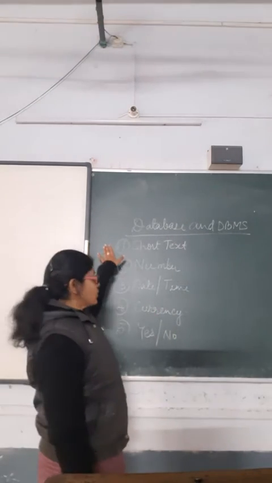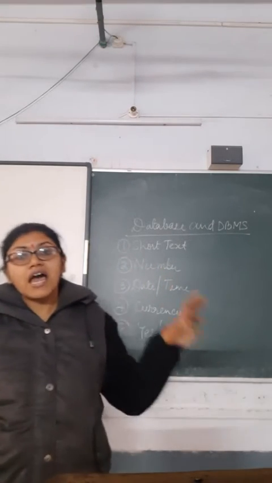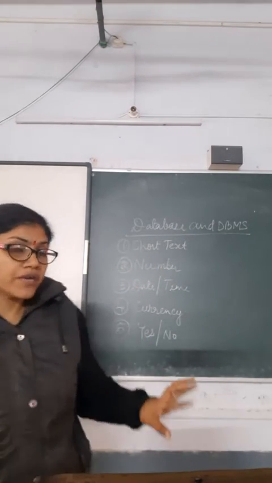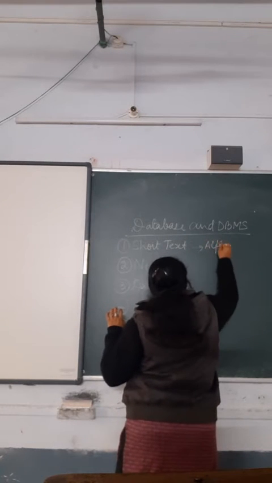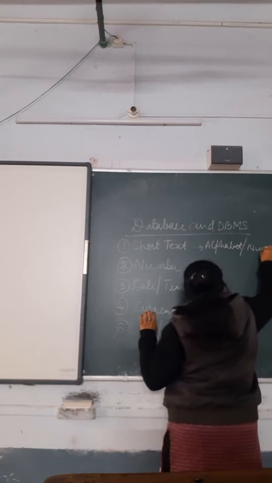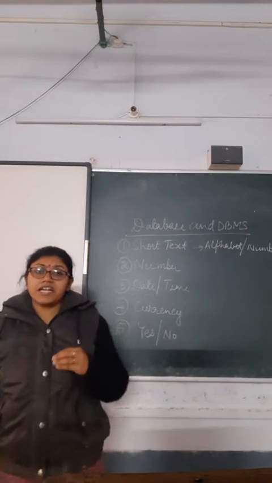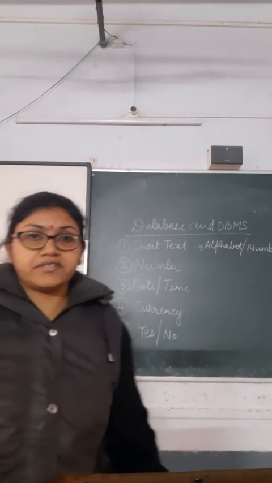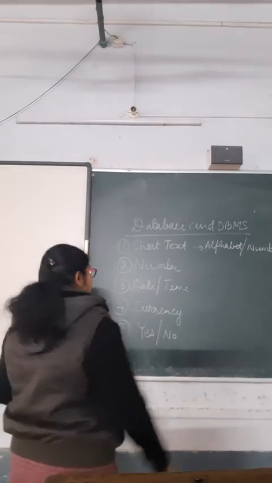Okay. First is short text. In short text we can use the alphabets also and numbers also. In this we can use alphabet as well as number, both the things. If you are writing any name, if you are writing the address, so we can use the short text.